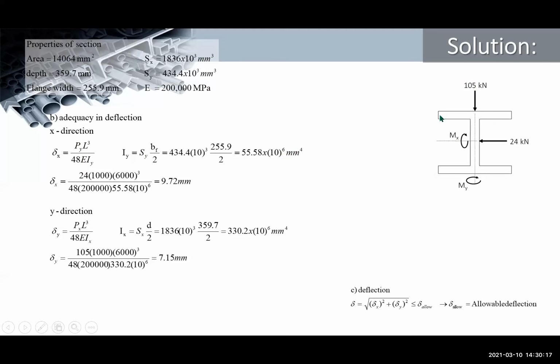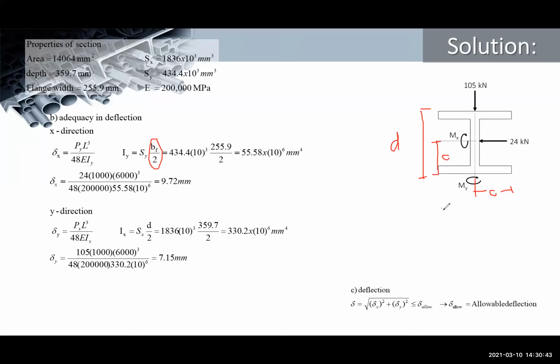Sorry, this is BF pala, no? Oh, mali ako na. Please correct. BF over 2, ito kasi yung C natin, sorry. So, this is BF over 2. Now, yung sa Y direction naman, ito na yung magiging C natin, half. Ito yung D, di ba? Then, kalahati is your C.